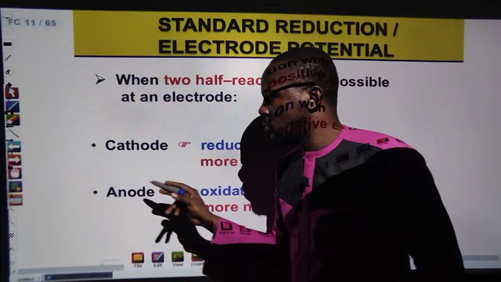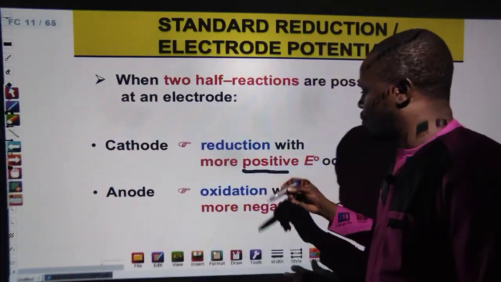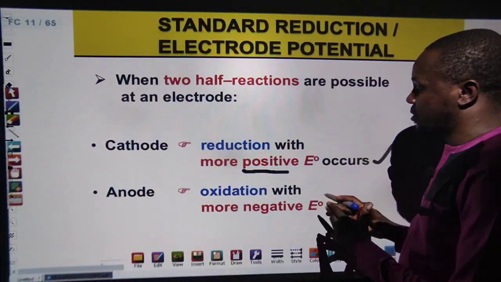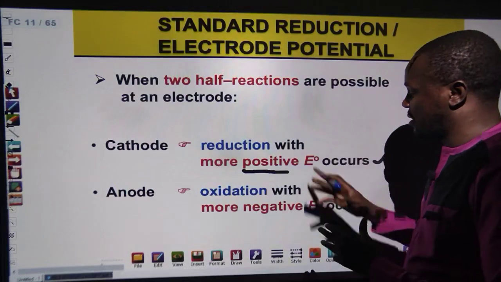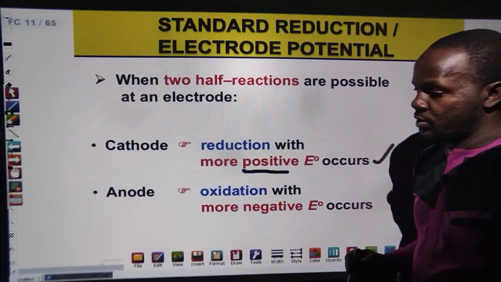At the cathode, what did I say? What happened? Cations move to the cathode. So which one? The one that has the most positive, or the highest reduction potential, the one whose E naught is more positive, will be discharged. That is what we're talking about here.